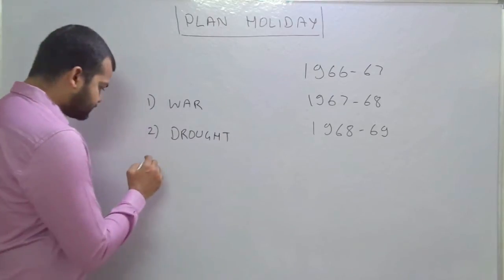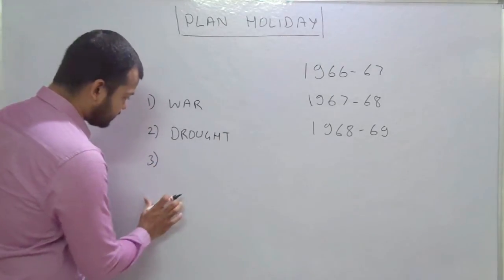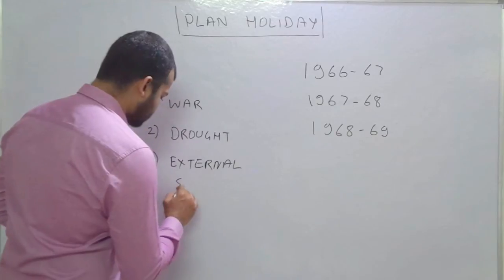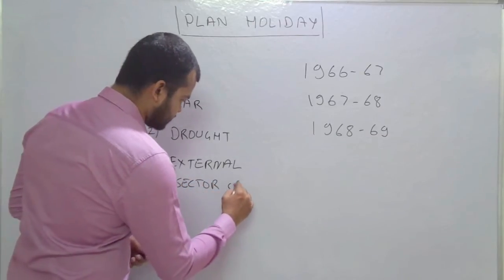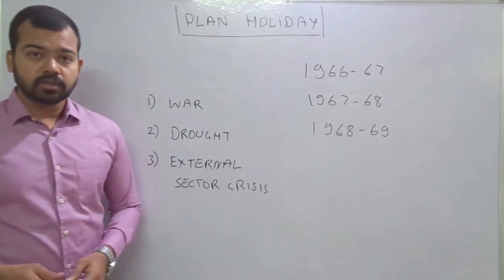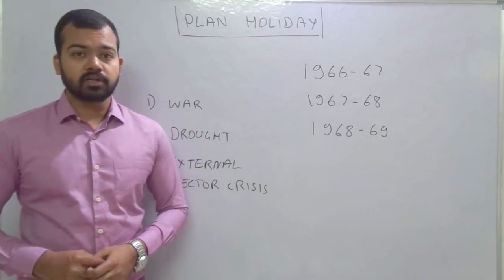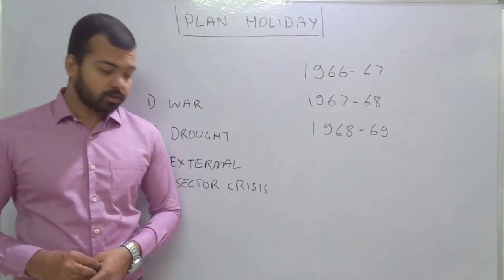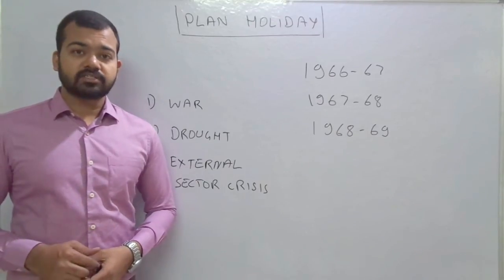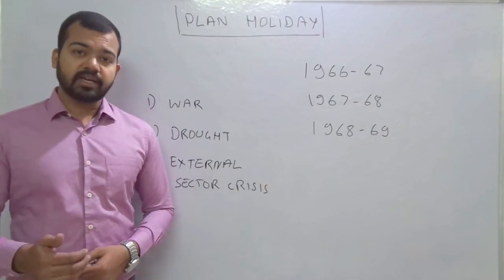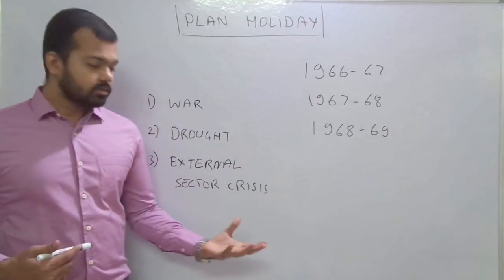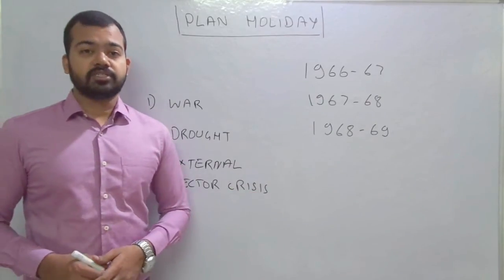The third factor for the discontinuation of the planning process was the external sector crisis. This was a major factor. We introduced the basic and heavy industrial model in the second five-year plan, which was based on the Mahalanobis model. In the third plan, we imported a lot of heavy capital goods. That's why India was on the deficit side in the balance of payments situation. That is why in the year 1966, India devalued its currency, that is, India devalued the rupee. So rupee devaluation was the third major factor for the discontinuation of the planning process.